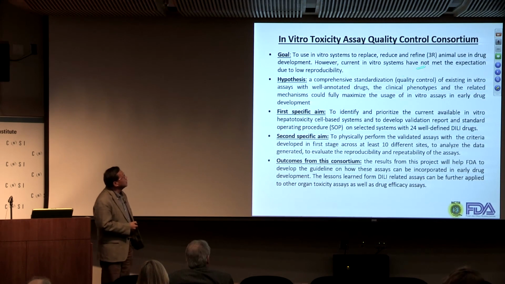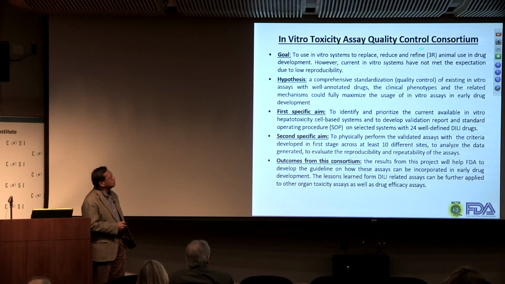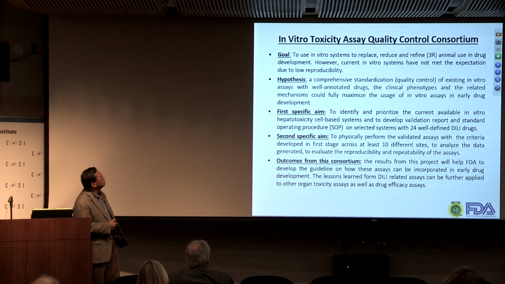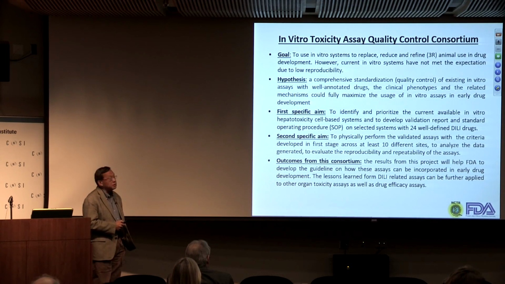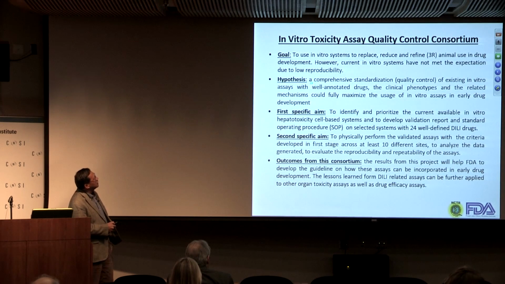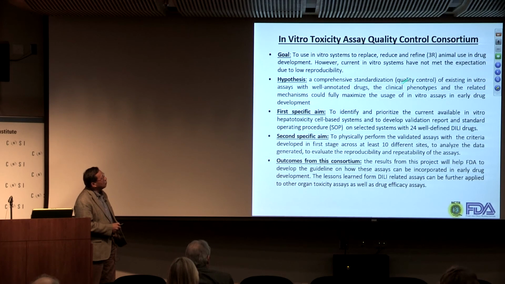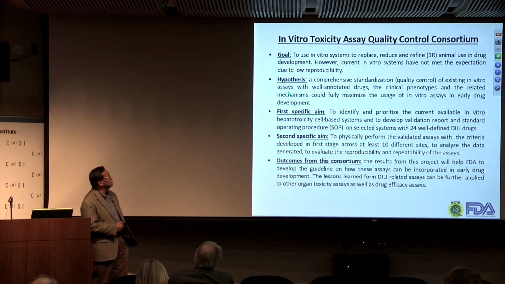So that's why we propose an in vitro toxicity assay quality control consortium. The goal is to use in vitro systems to replace, reduce, and refine, the 3Rs, animal use in drug development. However, the current in vitro systems have not met expectations due to low reproducibility. Our hypothesis is that comprehensive standardization and quality control of existing in vitro assays, with well-annotated drugs, clinical phenotypes, and relevant mechanisms, could fully maximize the usage of in vitro systems in earlier drug development.